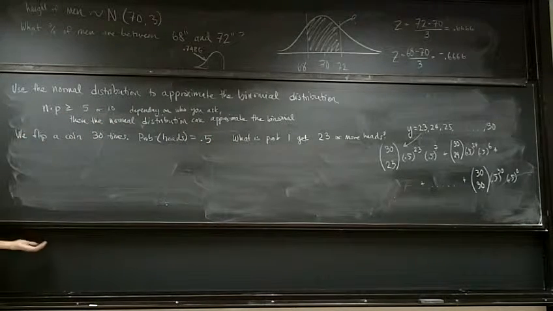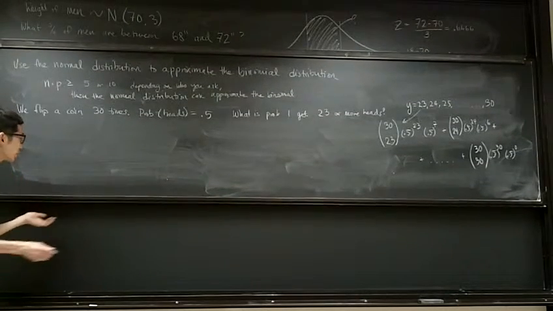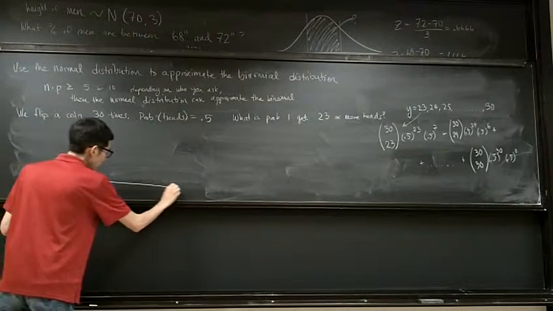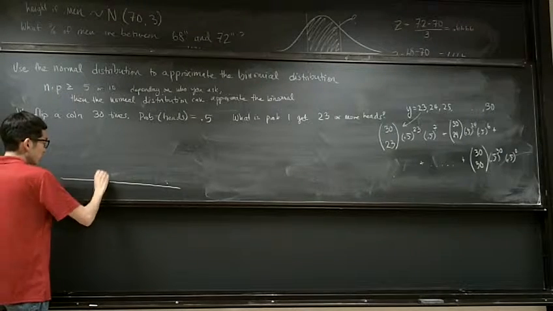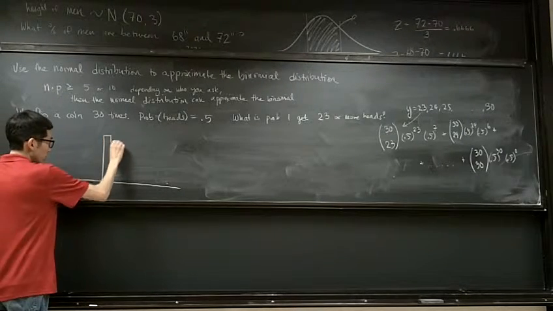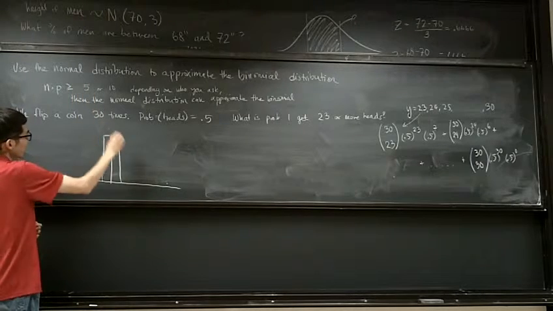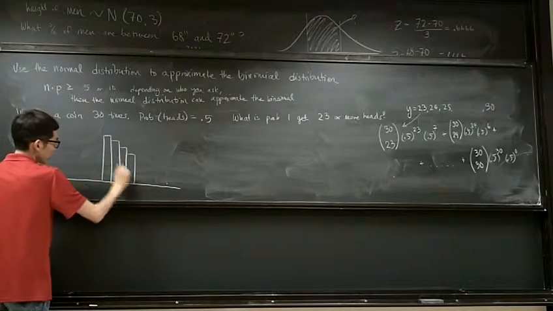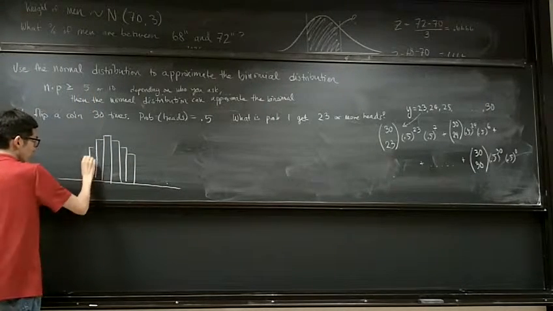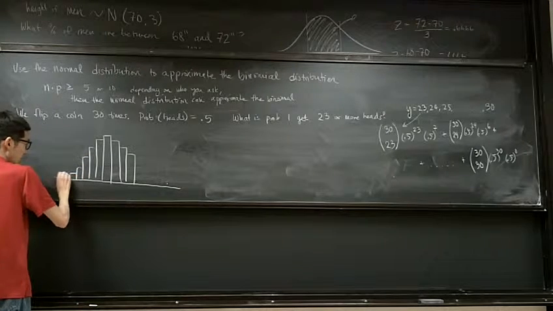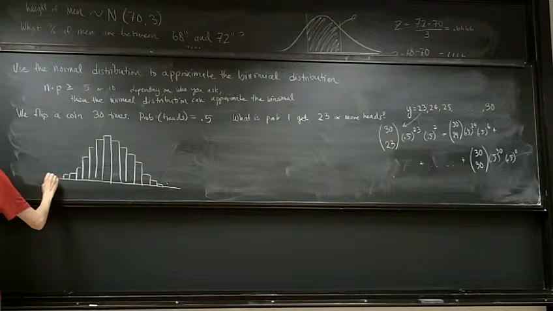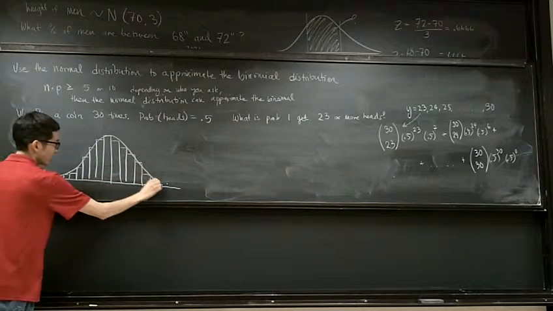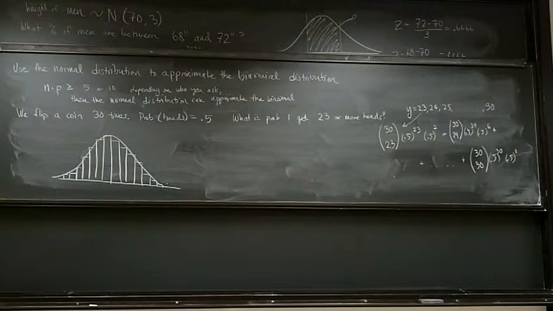Well, we can approximate it with the normal distribution, because if you look at the binomial distribution, it's discrete, but when np is greater than 5 or 10 or whatever, okay, it looks like this. Something like this, okay? And this is a terrible illustration, but it looks like the normal distribution.